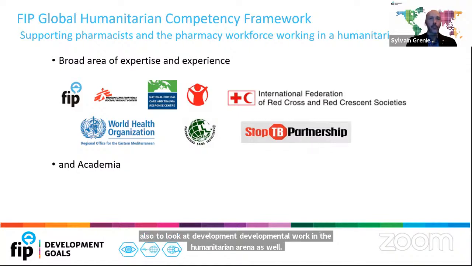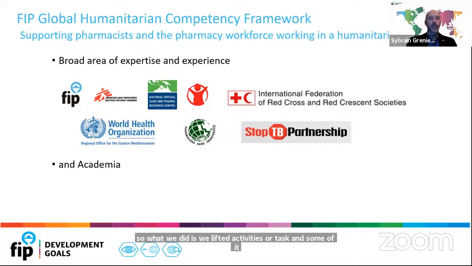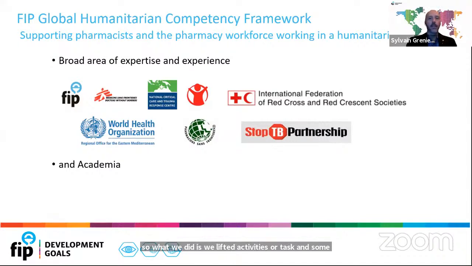And then we had also part of the working group, people working in academia, and we had Andrea and Naoko that join us as well to convert what we were able to capture, because the people of the working group, except for Andrea and Naoko, we don't have expertise in the development of competency framework or competencies. So what we did is we listed activities or tasks, and some of it might have been competencies as well, of what pharmacists or the pharmacy workforce would be doing in that kind of environment. Next slide, please.